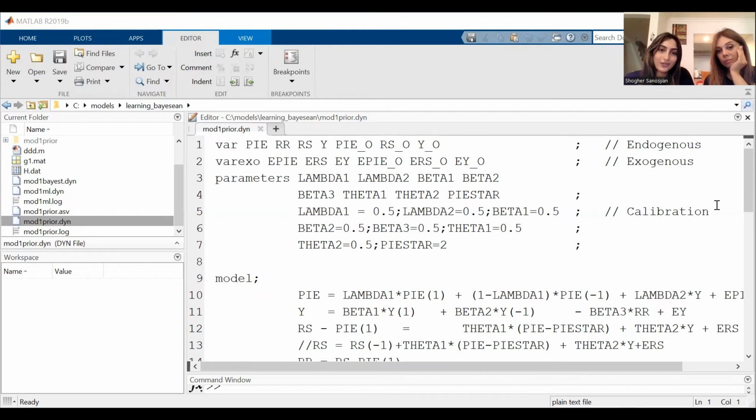So what's a model, you might ask? It's a set of equations that describe how different economic variables interact with each other. These equations include endogenous variables, which are the things we are interested in, and also exogenous variables, which represent factors that affect the model from outside.